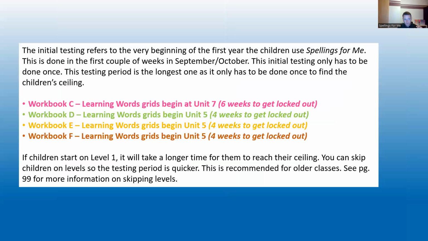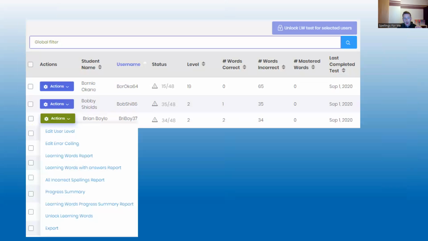Last thing, if you want to see the result a student got in a particular test, so for example, you've skipped Brian Boyle onto level 20 and you want to see the result he got in level 20, you click the actions button beside his profile and you click progress summary. When you click in there, you will see Brian Boyle completed level 20 possibly and got 99%. Well, then you can skip him on to level 25. All right. That is all things skipping levels.